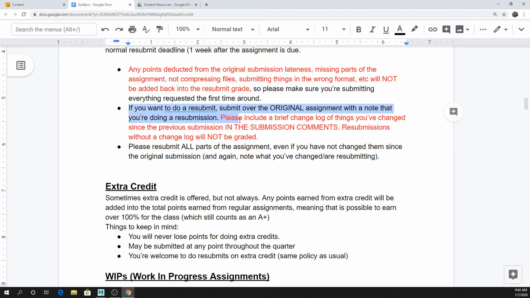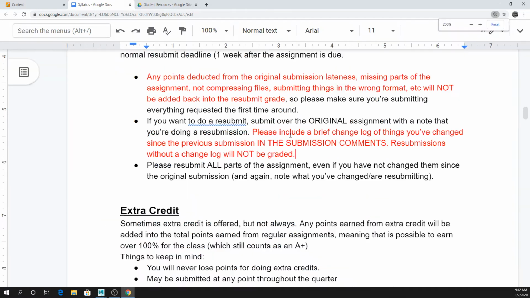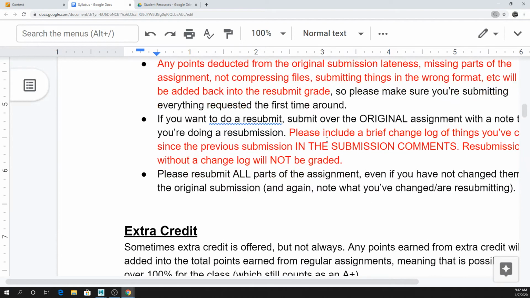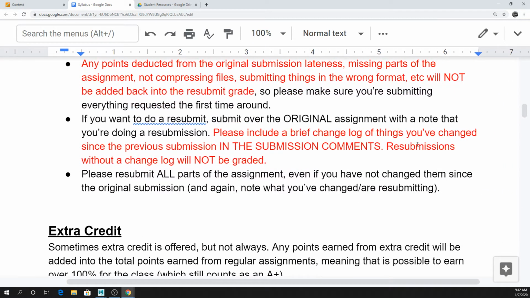In terms of how to do a resubmit, just submit over the original assignment on Canvas. And just make a note that it's a resubmit, and also include, if you can, a change log of the things that you worked on since the original submission. And if you don't do that, again, I'm not going to grade the resubmit.